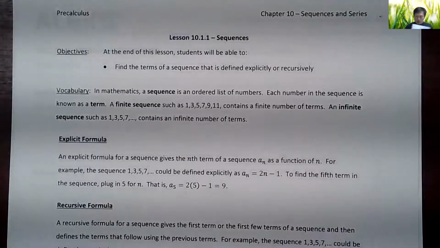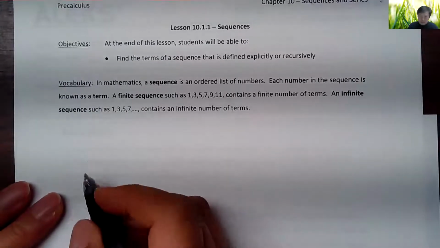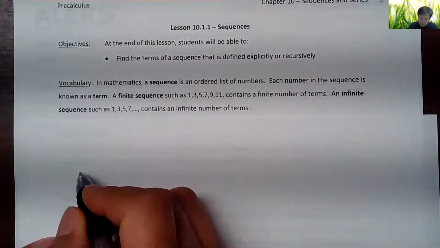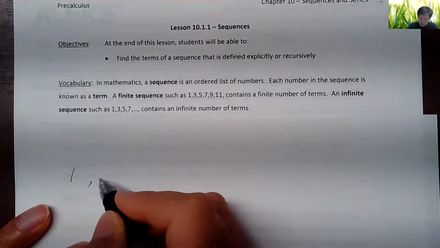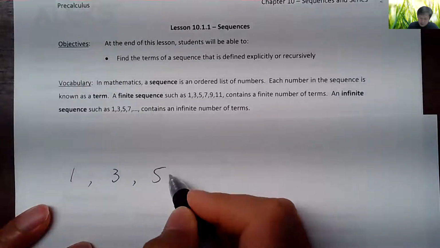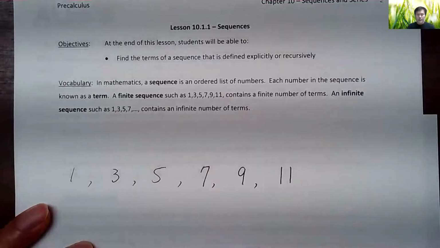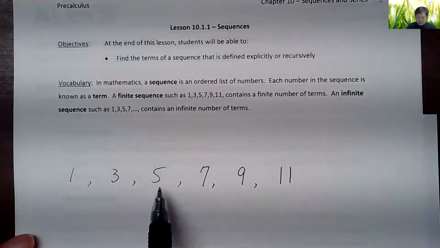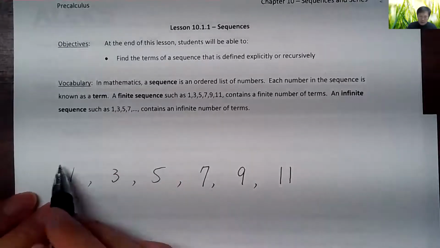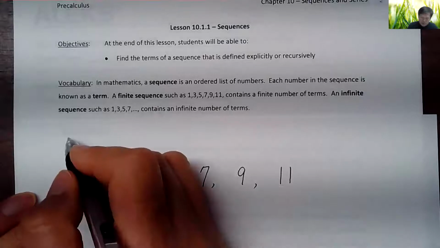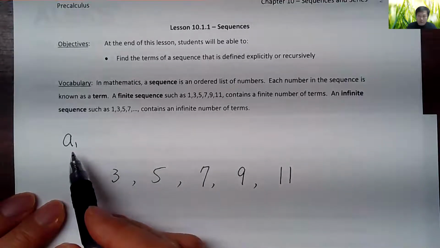So one terminology you want to study here is, for example, when you have 1, 3, 5, 7, 9, 11, each of those numbers we call a term. So that's the first term. We label that a sub 1. What does a sub 1 mean? First term.